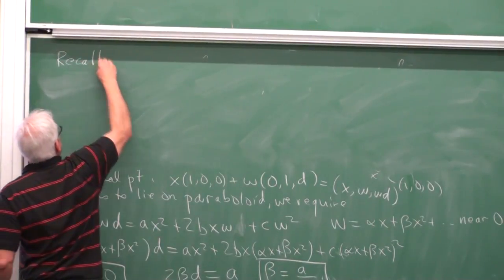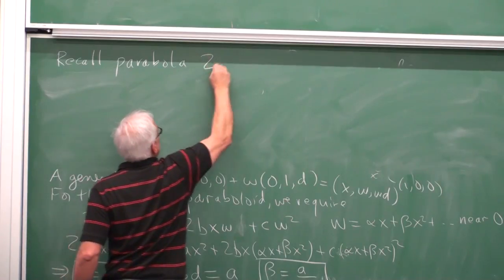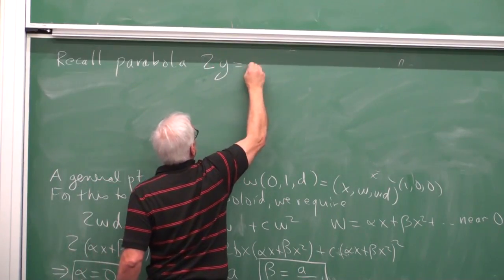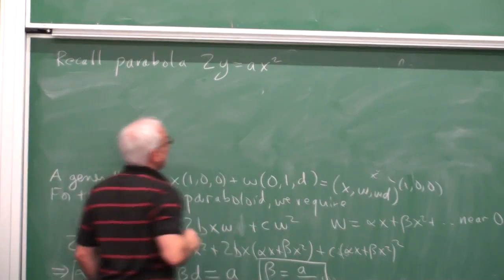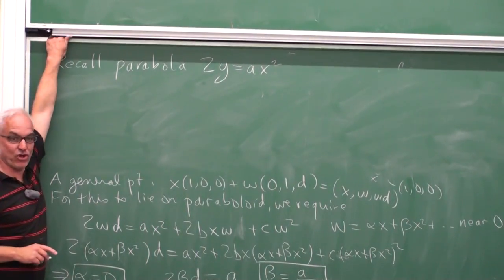All right, so recall that if we have a parabola, say 2y equals ax squared, that parabola had exactly curvature a.